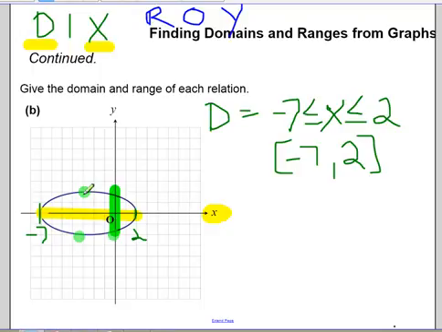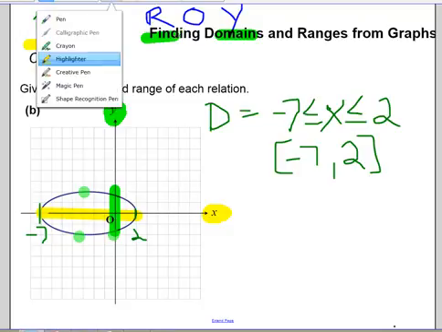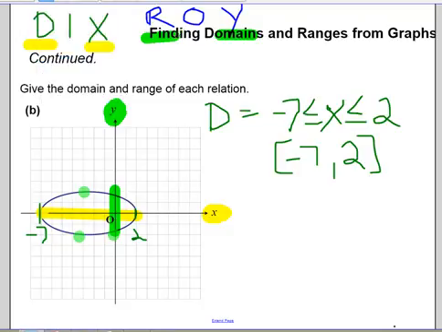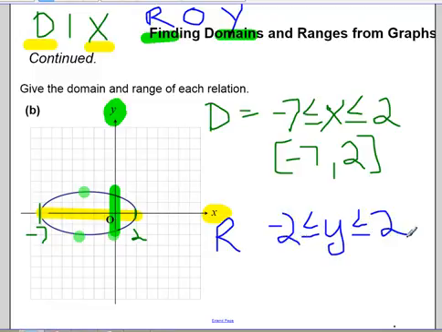Okay. So on the y-axis, we can determine our range. So we can say our range is all the y values that are between a y value here of -2 to a y value here of +2. We can also use interval notation using brackets, -2 to +2.